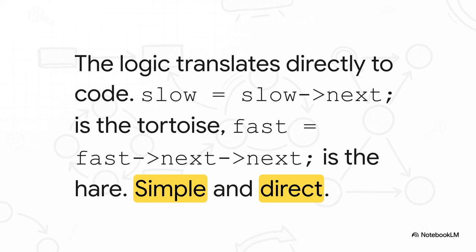Slow equals slow.next. That's our tortoise moving 1 step. And fast equals fast.next.next. That's our hare taking its 2-step leap. It's a perfect literal translation of our race.